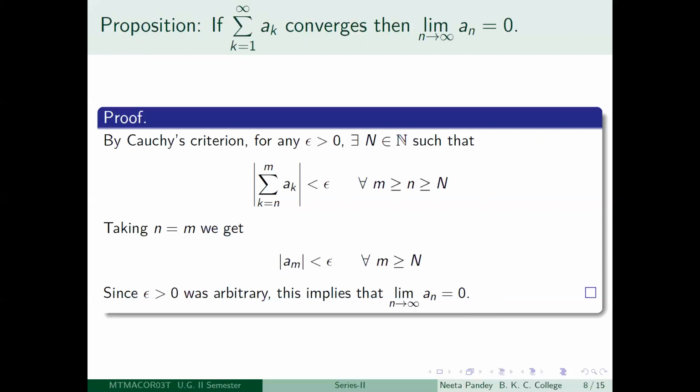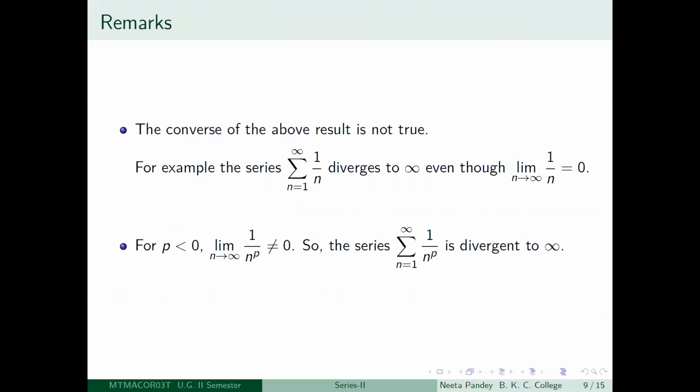Okay, so the first thing which we note is that the converse is not true. For example, if you look at the series summation n equal to 1 to infinity 1 by n, then we have seen just now when we were discussing p series that this diverges to infinity. But clearly limit n tending to infinity 1 by n is 0. So this being equal to 0 doesn't imply convergence of the series. But if the series converges, then this limit will be 0. Right? So we can use it in a different fashion.